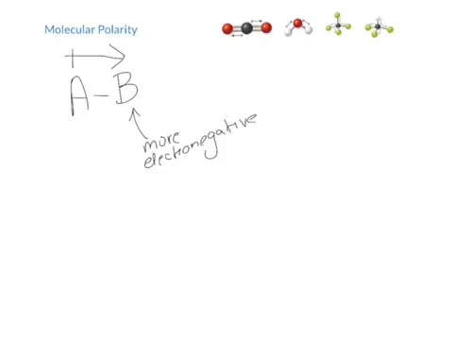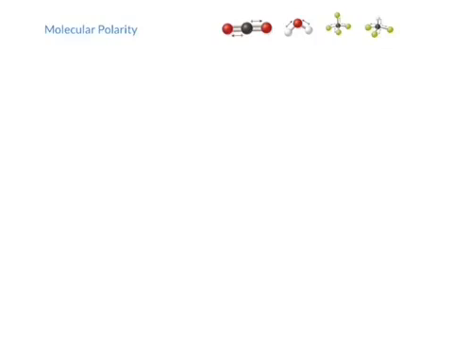Where you have a more positive charge over by A, and the more negative charge over by B. And the polarity arrow is pointing in the direction of where the electron density is going. So we've only done this in relation to one bond, but if we combine multiple bonds, we can get to an overall molecular polarity.